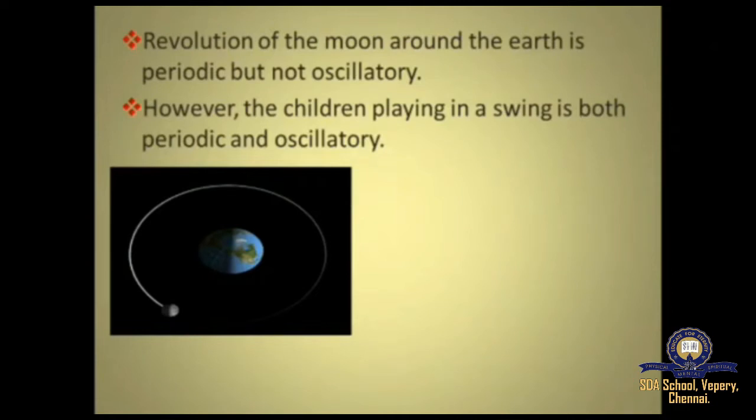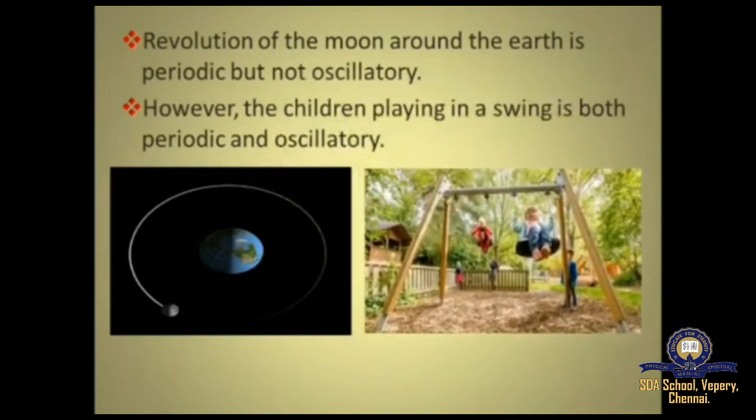The children playing on a swing is both periodic and oscillatory. The children's swing is periodic, that is, it's repeated in equal intervals of time. And also it is oscillatory because there is a to and fro motion of the swing. Got it? Next, we'll move on to fast versus slow.